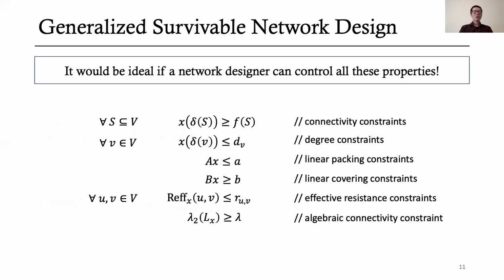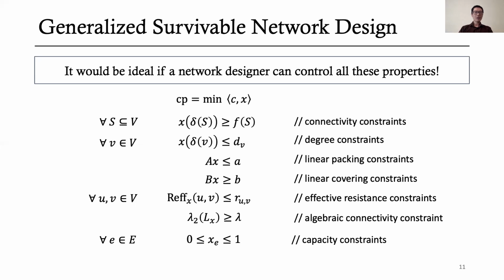Ideally, we want to solve a generalized survivable network design problem, including all these constraints we have talked about. We can actually write a large convex program for this problem. This convex relaxation can be solved in polynomial time using the ellipsoid method. And after obtaining an optimal solution x for this convex program, our goal becomes to design a rounding scheme to find a good integral solution.